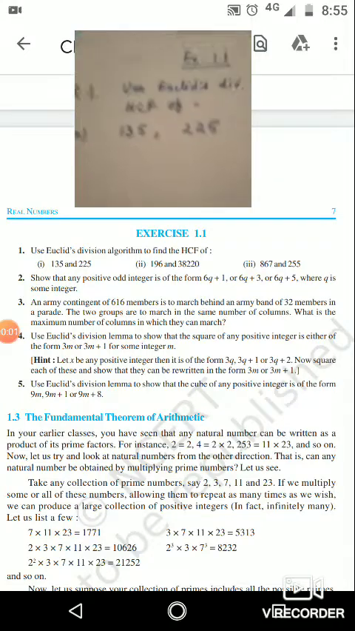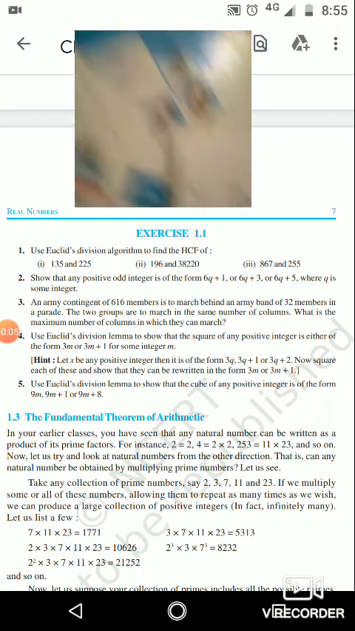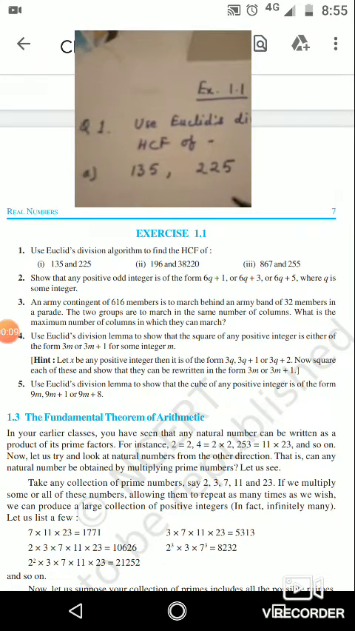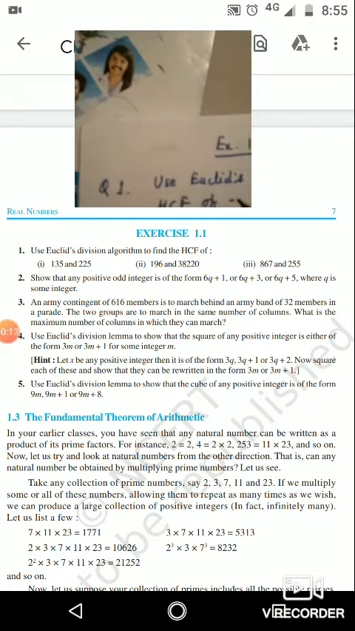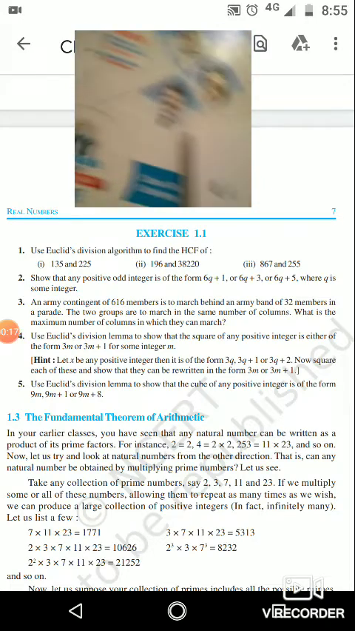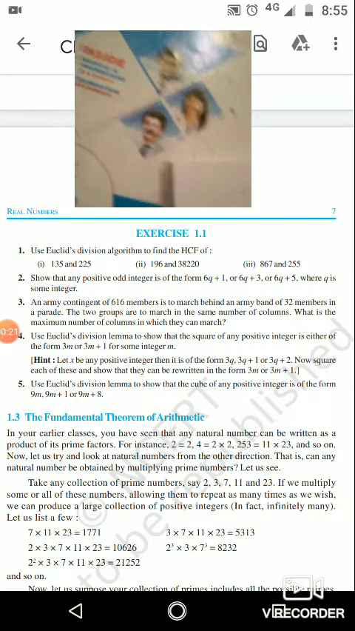Good morning, students. Today I am going to solve exercise 1.1 of the first chapter, Real Numbers. The first question is: use Euclid's division algorithm to find the HCF of two numbers. The first part is 135 and 225.